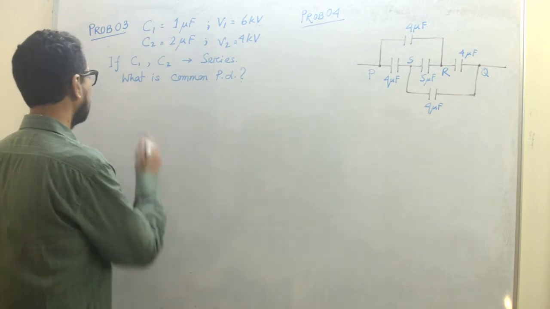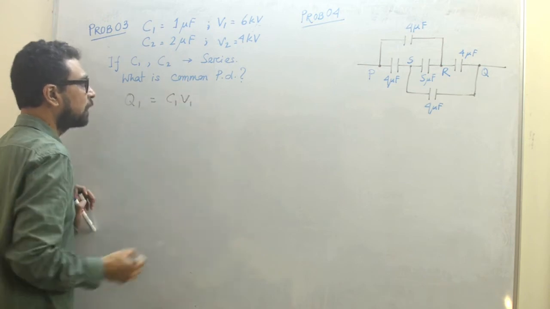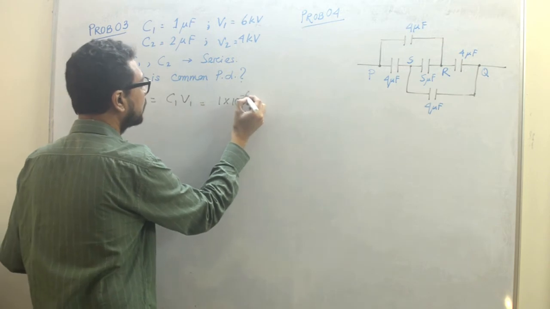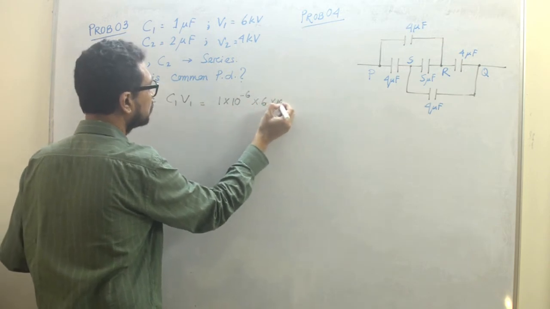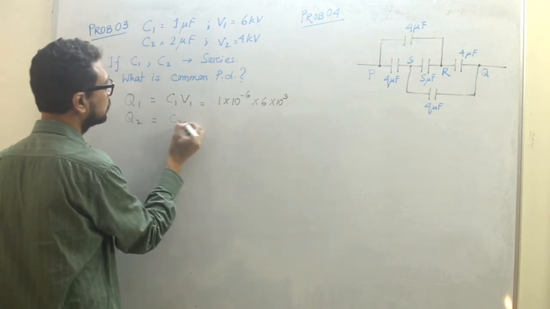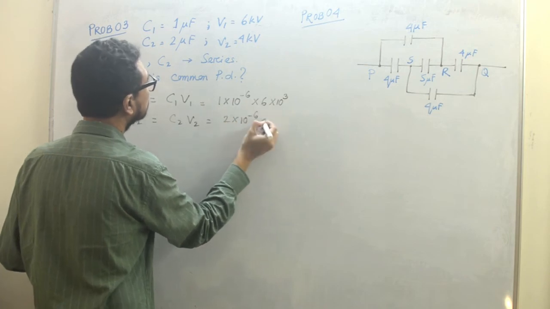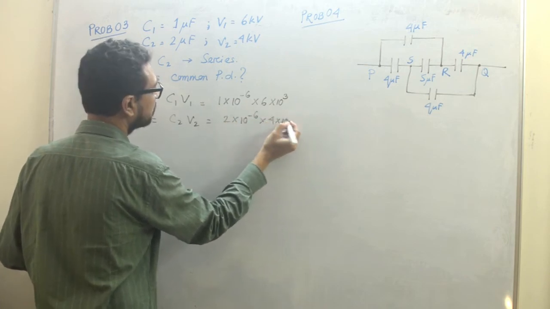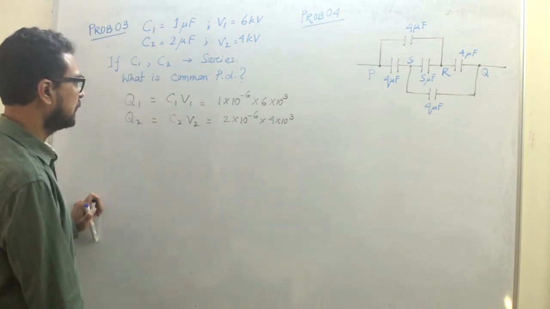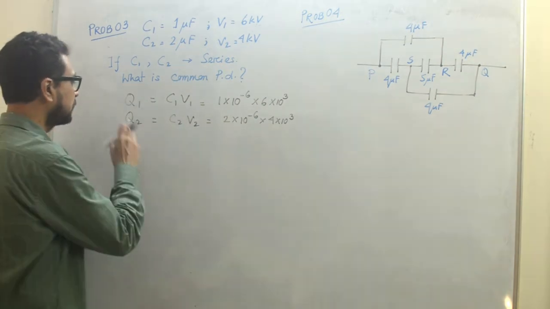First of all, let us calculate the charges. Q1 will be C1 V1, that is 1 into 10 to the power minus 6 into 6 into 10 to the power 3. Q2 is C2 V2, which will be 2 into 10 to the power minus 6 into 4 into 10 to the power 3. What we can see here is that Q1 is smaller and Q2 is greater between these two.